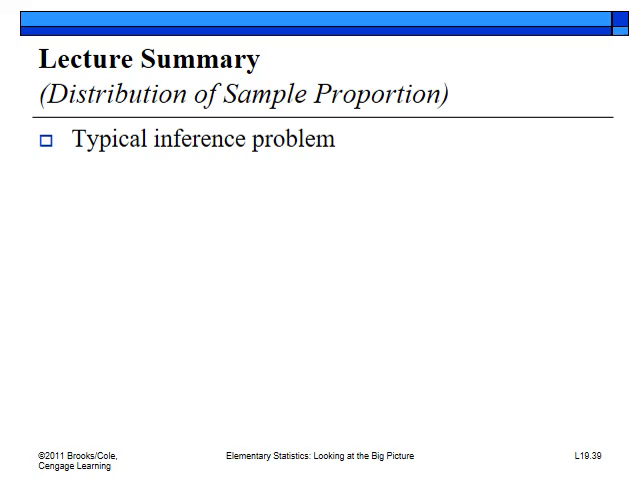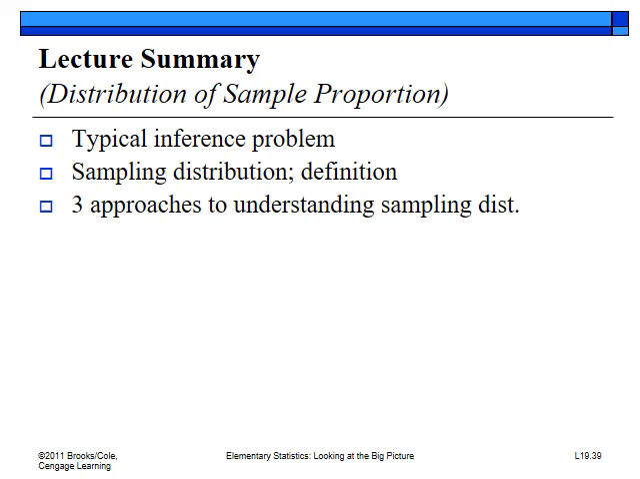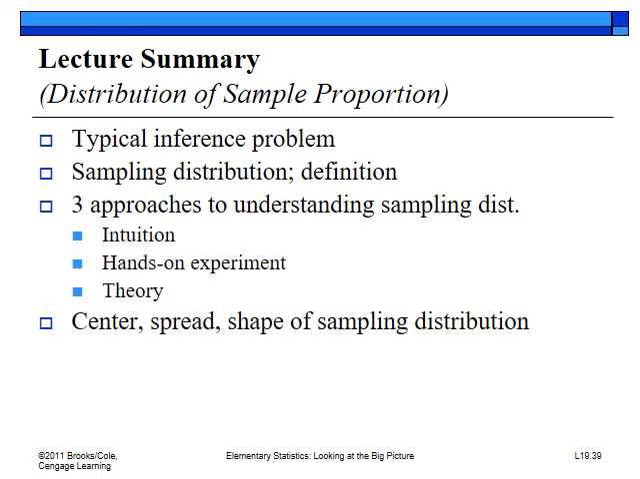We evaluate that by figuring out how weird our sample is by finding the probability of getting a sample as weird as ours or weirder. We looked at the way that the sample proportion was distributed, and we defined that sample proportion distribution. We looked at three different approaches to understanding these sampling distributions. We thought about them intuitively. We ran through one experiment to get a better sense, and then we wrapped it up by looking at the theoretical underpinnings of the sampling distribution.